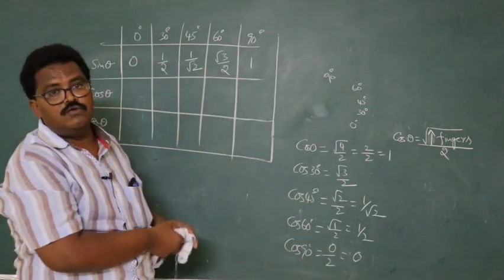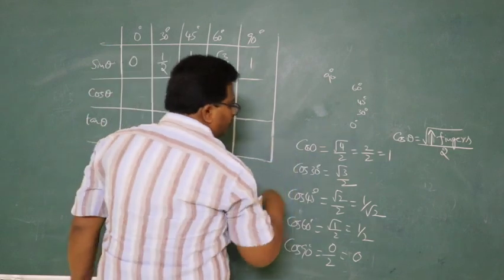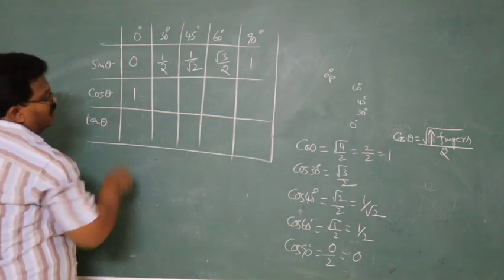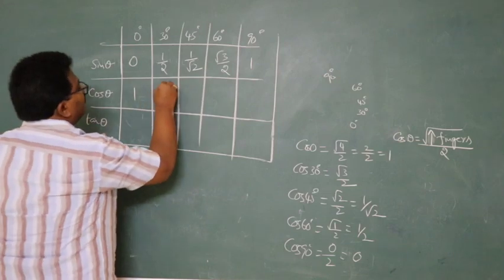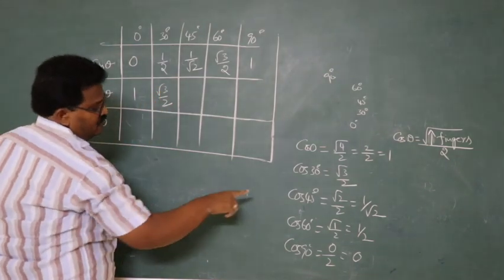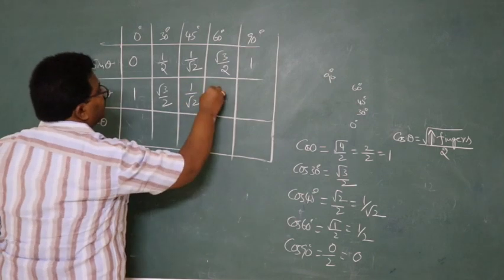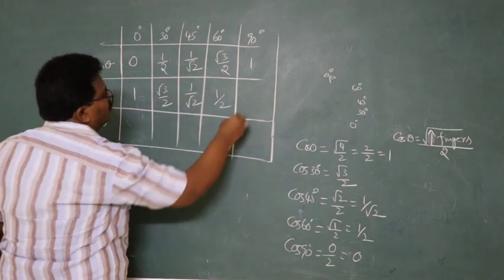Okay, clear? So very simple. First you have to do it like this. After that, cos 0 is 1, cos 30 is root 3 by 2, cos 45 is 1 by root 2, cos 60 is 1 by 2, cos 90 is 0.